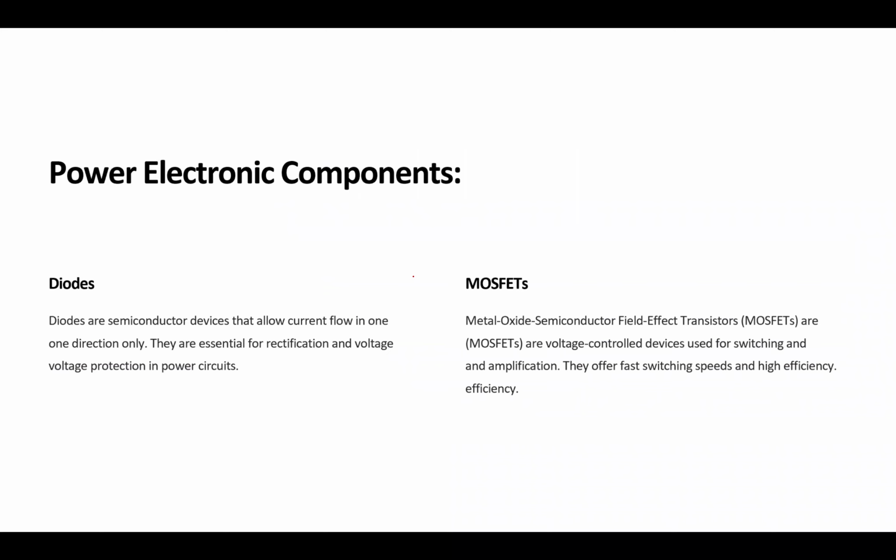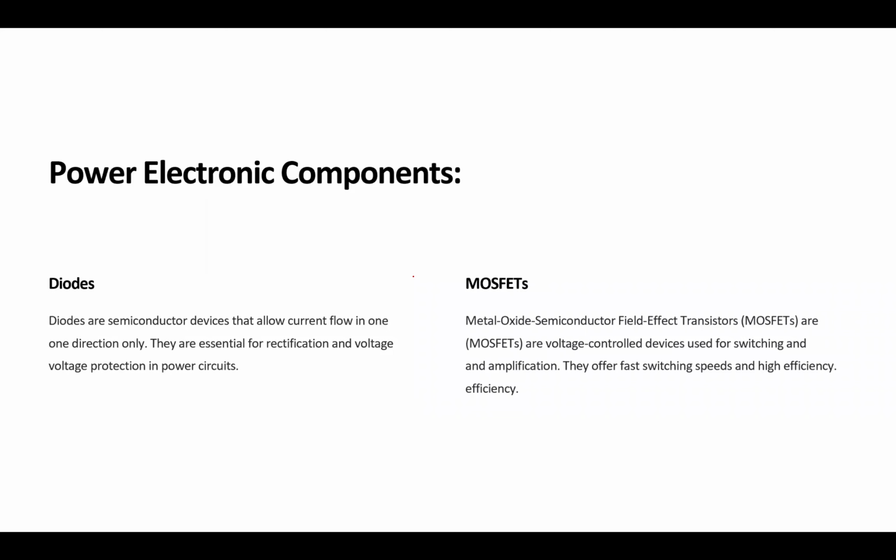Let's go to the power electronics components. So far, we said what the applications of power electronics are. The main one was AC to DC conversion. We said why AC and DC, and we talked about the advantages and disadvantages of each. Now we know what the use of power electronics is.